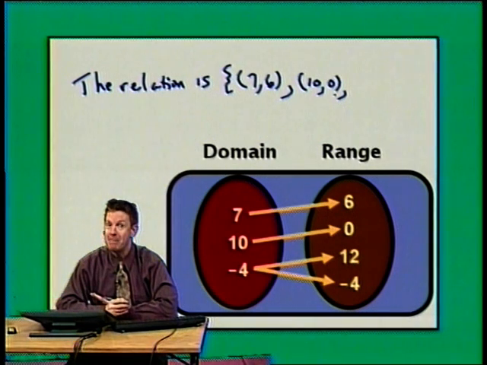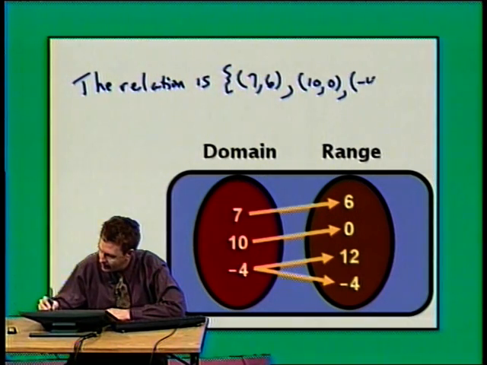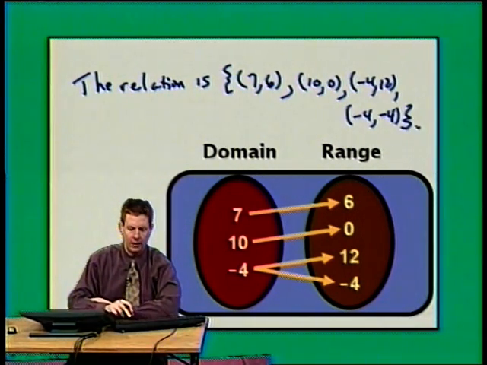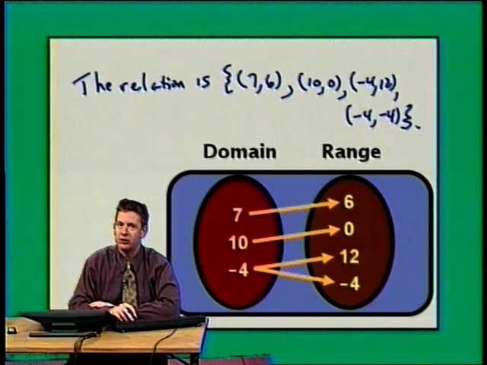Negative 4 is mapped to two different numbers. So we're going to have two different points in our set that have a first coordinate of negative 4. That's (-4, 12) and (-4, -4). Notice that negative 4 was mapped to two different numbers. That's something you want to keep in mind as I move on to the next example.